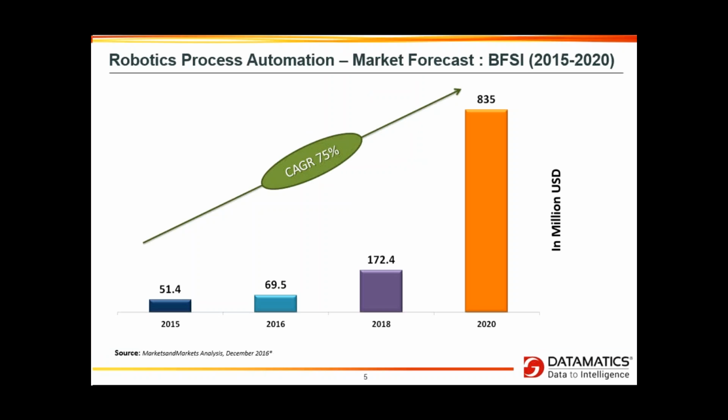And the market has been moving very fast on the RPA side, especially in BFSI. As you can see in the graph in front of you, it has moved from 51 million to 69 in the last 1 year, which was a little slow, but now you can see the speed. In 2 years, it's supposed to be more than double, and then a sudden jump by 2020 up to 835. And the CAGR is 75%, which is very, very good.